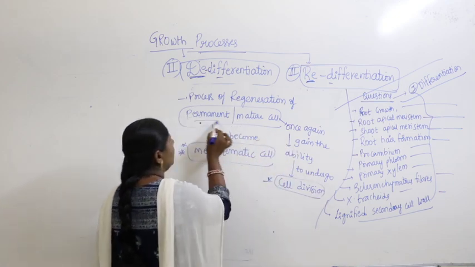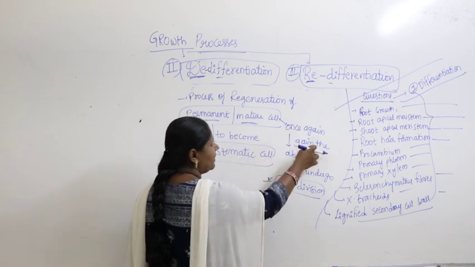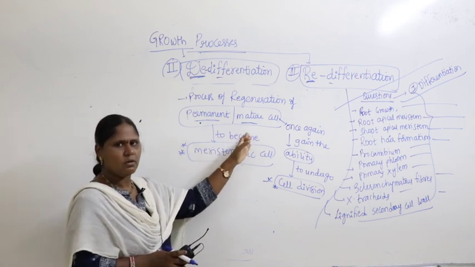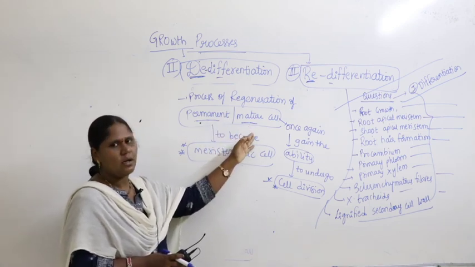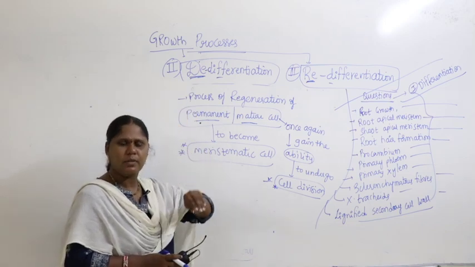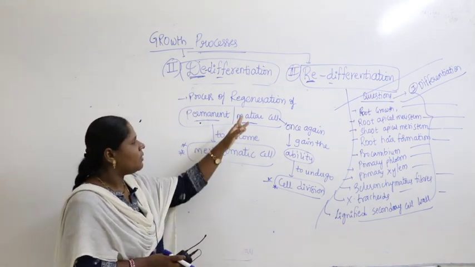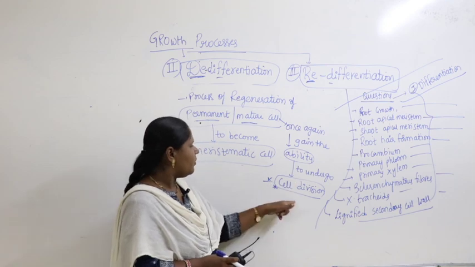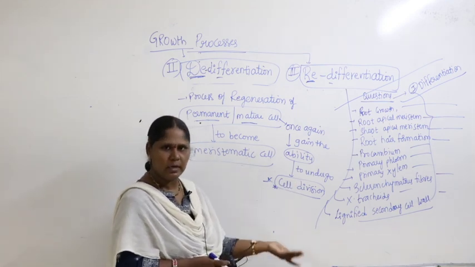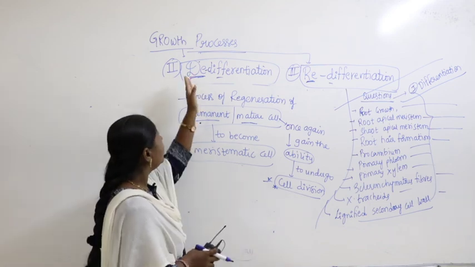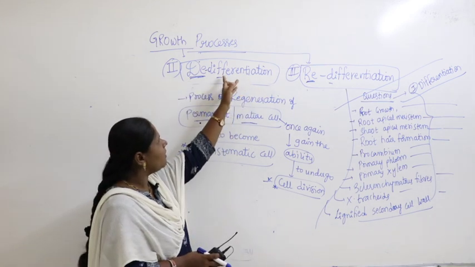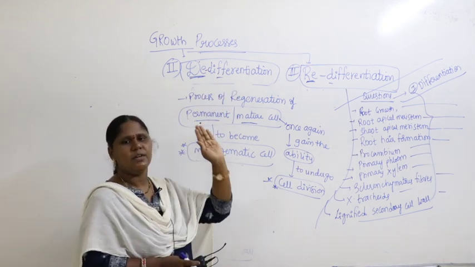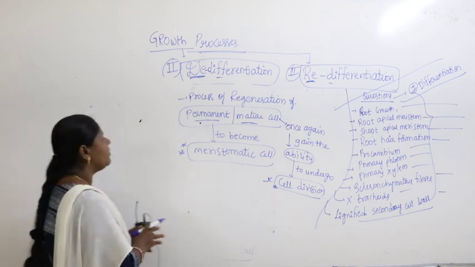So what's happening here? Permanent or mature cells once again gain the ability to undergo cell division. Actually they lose the ability to undergo cell division, that's why they are called mature cells. But in some parts of the plant, in some metabolic functions, they become meristematic once again to undergo cell division. That process is called de-differentiation, because already one time they got differentiated, and a second time again they are differentiating.